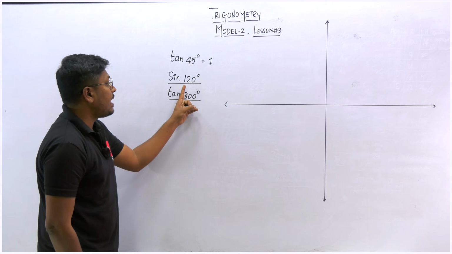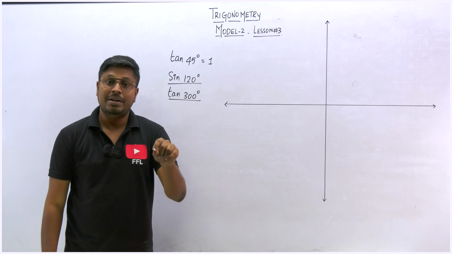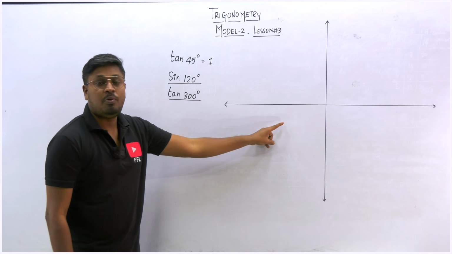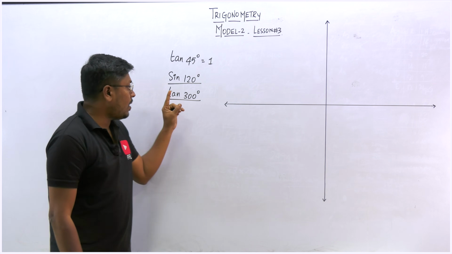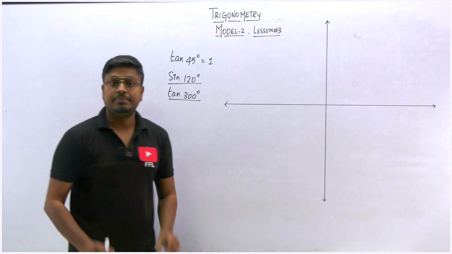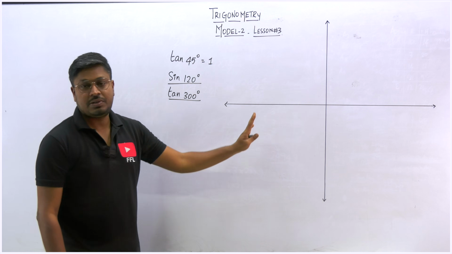But when you take sine 120 or tan 300 or cos 120 or 270, these angles are covered in module number 2. For solving these kinds of problems, you have to memorize this chart. Very easy, very simple. I will be teaching you very, very slowly.